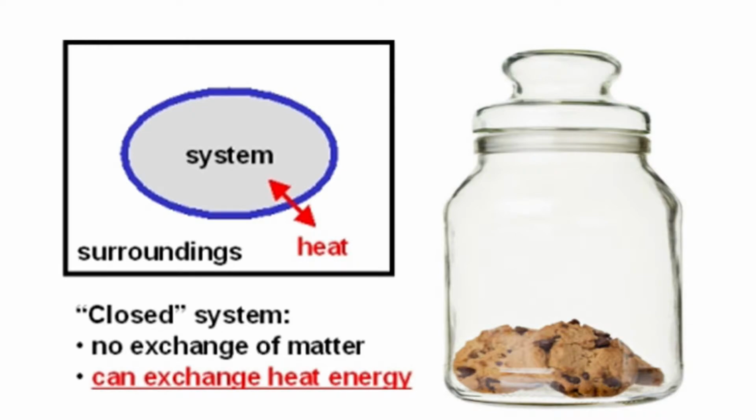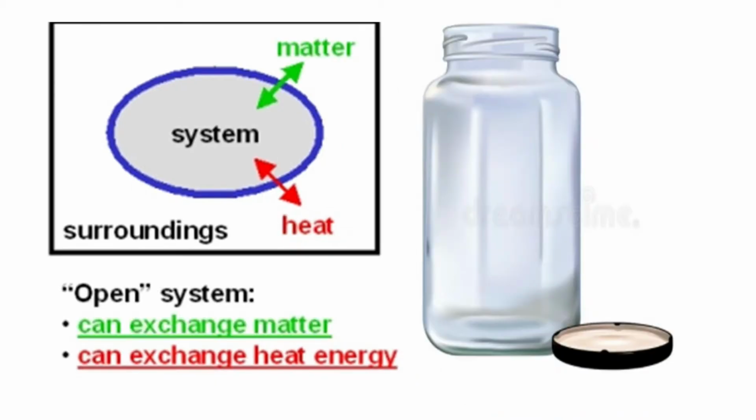Meanwhile, closed system cannot exchange matter but can exchange heat energy. One such example is a jar with a lid on. It can exchange heat energy but it cannot exchange matter. And lastly, open system. It can exchange both matter and heat energy. One such example of an open system is a glass of water.